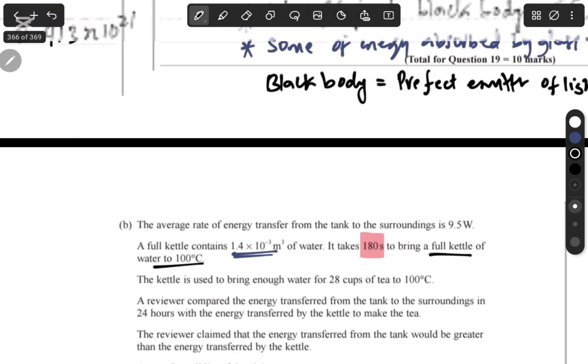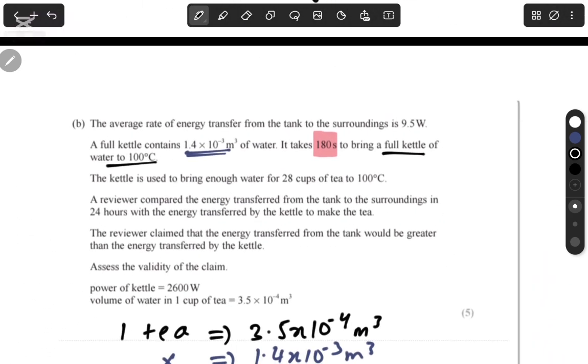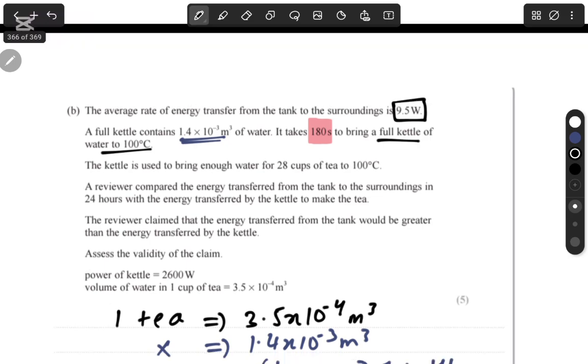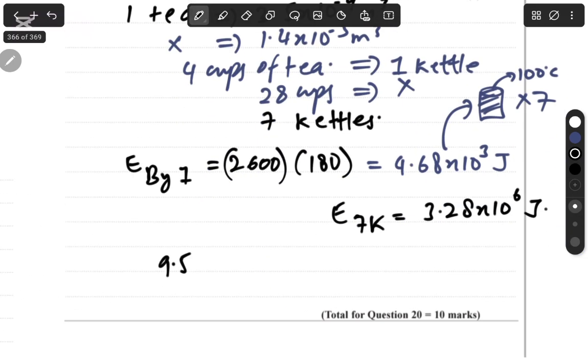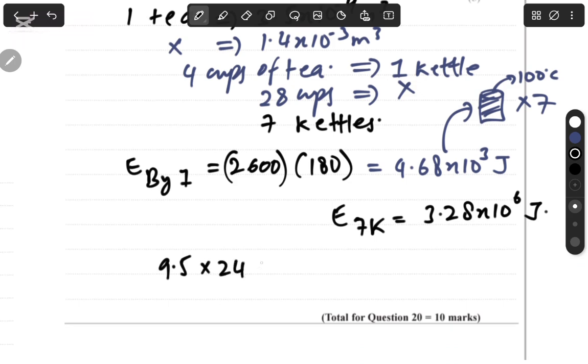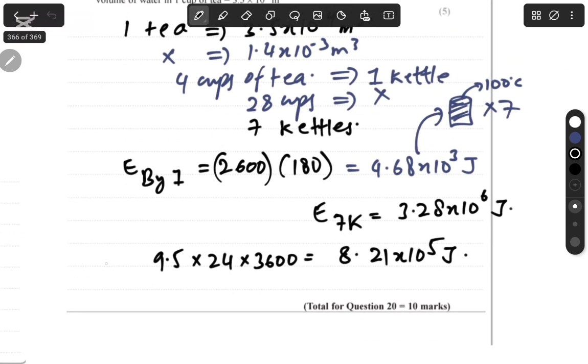Now I'm going to calculate the energy that's transferred from the tank to the surroundings in 24 hours. They've given me 9.5 watts. So I'm going to take 9.5 watts and times it by 24 hours. 24 hours, let's change that into seconds, times 3600. And that's going to be 8.21 times 10 to the power of 5 joules. Now this is the energy that's transferred to the surroundings from the tank in 24 hours.